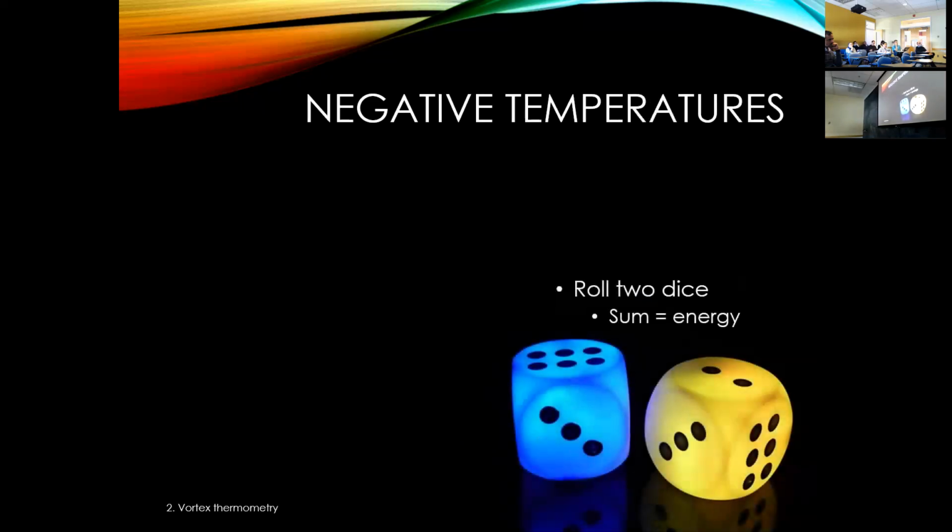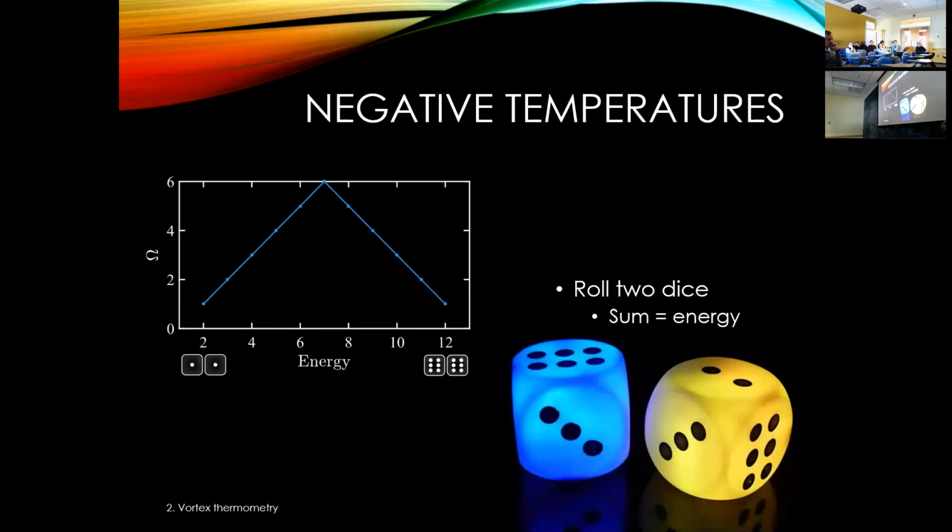This is just a simplified example. If you imagine that you have two dice and you roll them and you add up whatever you get on your roll, you call that the energy of the configuration. Then as a function of this energy, the number that you roll, you plot the number of ways of getting each, so the multiplicity omega. So there's one way of rolling a 2, there's one way of rolling a 12, and there's lots of ways of getting everything in between, as you might expect.